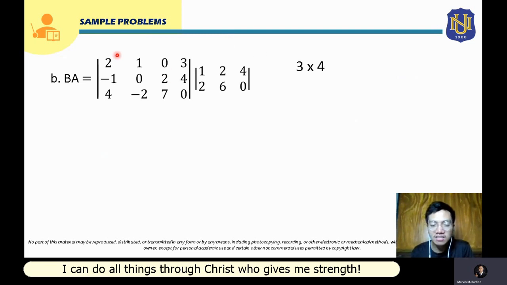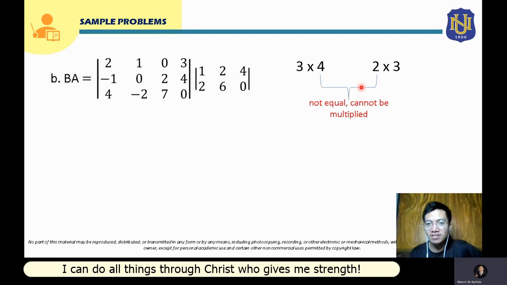Okay, so again, the size of our first matrix here will be 3 by 4. And the size of our second matrix here will be 2 by 3. So again, our rule here, the size of the column of the first matrix should be equal to the size of the row of the second matrix. But since this is not equal, we cannot actually multiply these two matrices. Okay, so again, these matrices cannot be multiplied. So that will be the answer for this problem.